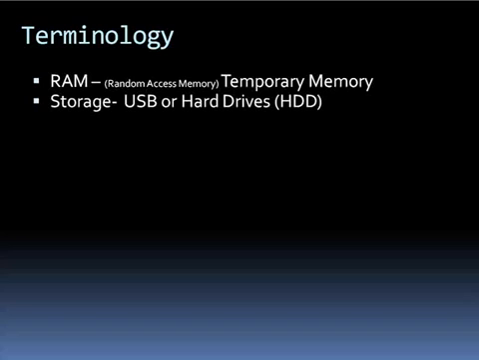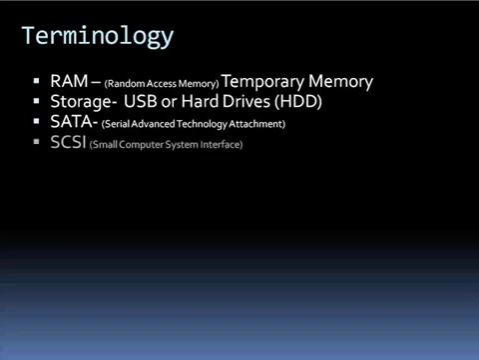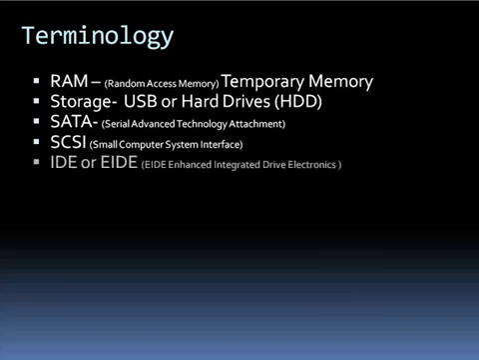Storage is your USB or your hard drives. Now, there are several different types of hard drives. We'll get into a little bit of that today. We won't get into a lot, but we'll look at some of the differences. SATA is one of the types of hard drives. It's Serial Advanced Technology Attachment. SCSI is the small computer system interface. It's typically used on servers, and even a lot of servers are now using SATA drives instead of the SCSI or the IDE or EIDE. And IDE is the old style of hard drives.